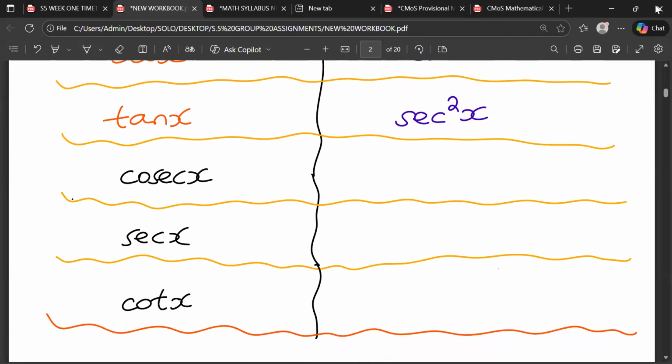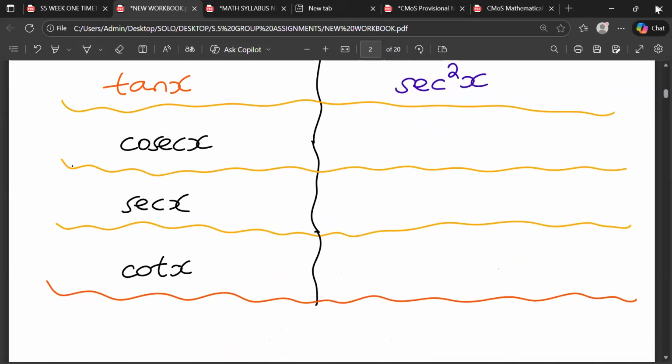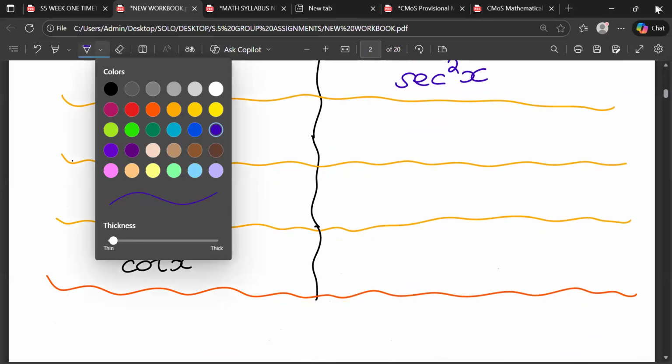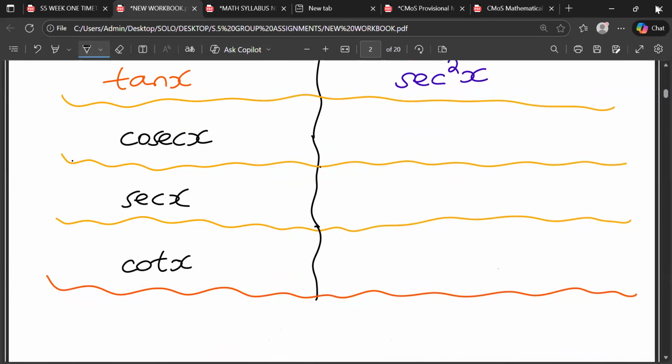Okay. Now, these other ones are a bit sensitive, but we shall learn slowly. Now, I'm going to begin with sec. Tan x was differentiated and we get sec squared x. Now, if it is sec x and we want to differentiate it, we get sec x tan x. The sec x comes back, it comes back with a tan.